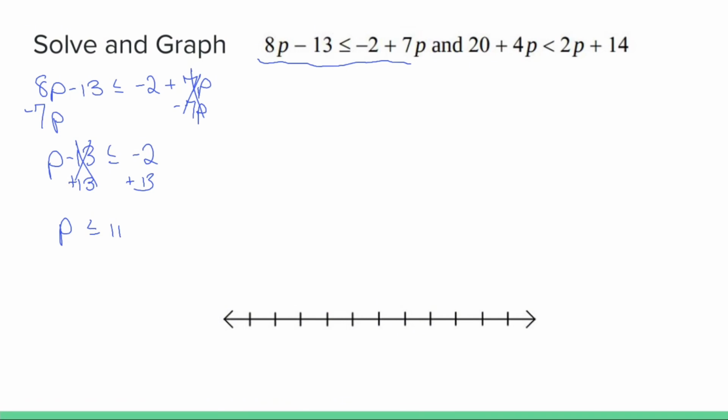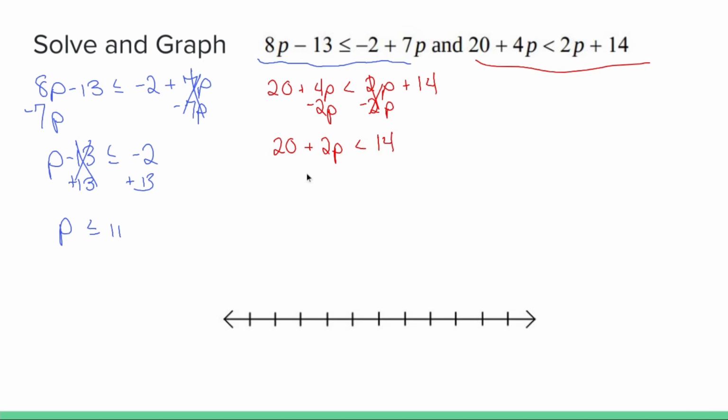Okay, donezo. This guy, I'll make you red, is going to be 20 plus 4p is less than 2p plus 14. Approach it the same way. I like my variable on the left side. Subtract 2p, and that gives me 20 plus 2p is less than 14.